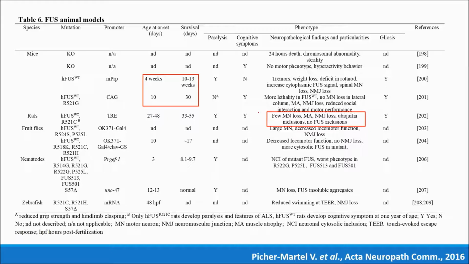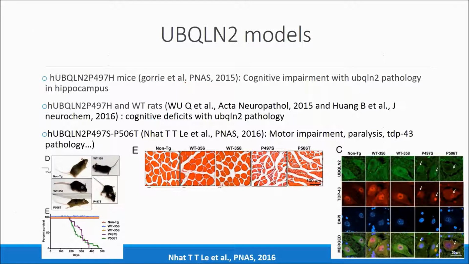There are also some FUS animal models. These animal models have the characteristic of dying early, so they are dying before 3 months of age, so it's not an age-related disease, and they do not really have motor neuron loss, or they do not have FUS inclusions. So these models are not perfect models either.